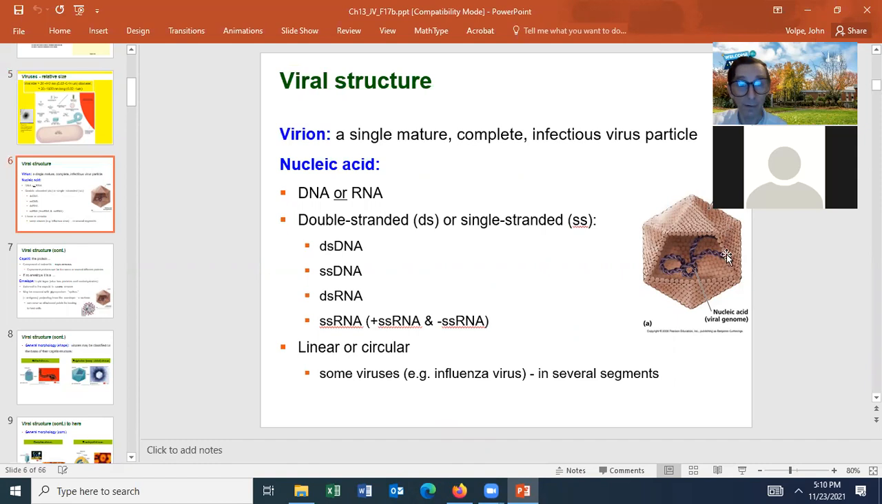Virions have as their core molecule, what's inside the virus, a genome, which is nucleic acid. But unlike cells, the nucleic acid of a virus can be DNA or it can be RNA. And as you know, in cells the genome is always DNA. But in viruses, the genome can be RNA. The genome can be double-stranded or single-stranded.